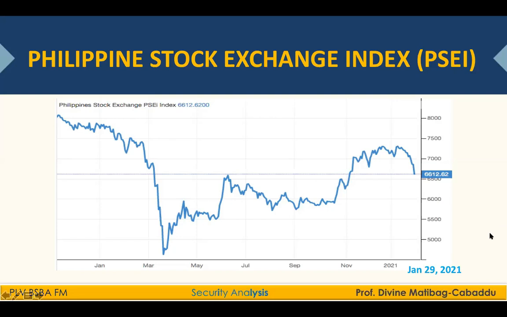As of January 29, 2021, this is our Philippine Stock Exchange index performance. So you would see people commenting on social media that this is indeed very risky for investors, and a lot of investors were thinking whether to pull out their money or stay the course. Okay, so if you look at the chart, you would see here at 6,612.62 points, the stock market has declined, and you would see that during the first quarter of 2020, March, April, we have seen the worst in the Philippine Stock Exchange.